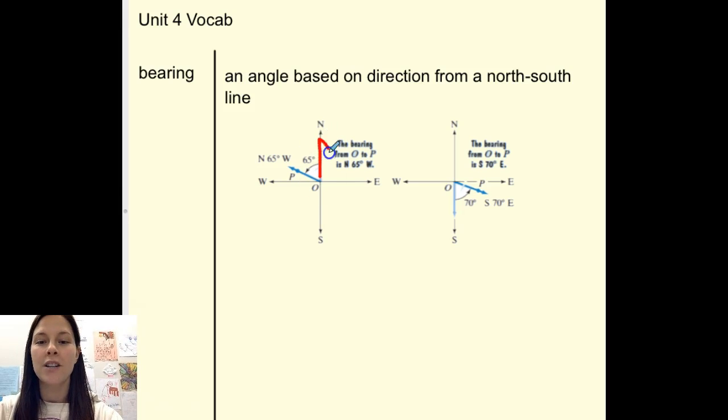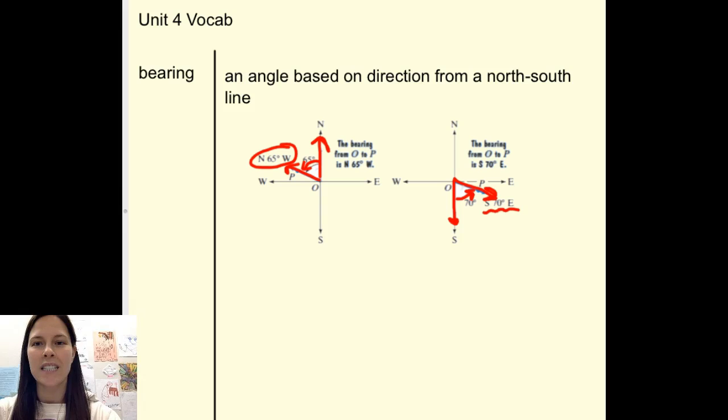We're starting this time on a north-south line. All of the angles we've looked at so far have started on the x-axis. Bearings start on the y-axis, either heading away from north, so this is north, and we're heading 65 degrees towards the west, so you can see the bearing here, north, 65 degrees west, or we could start heading from our south direction, in this case 70 degrees to the east. So our bearing is south, 70 degrees east.